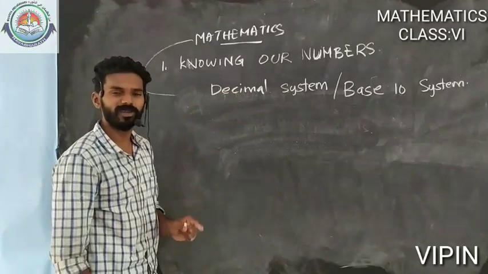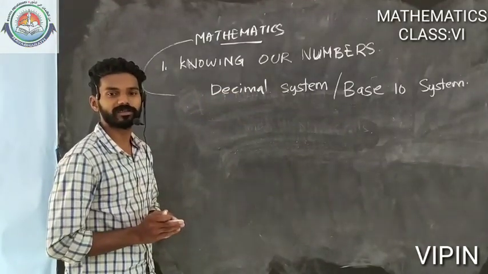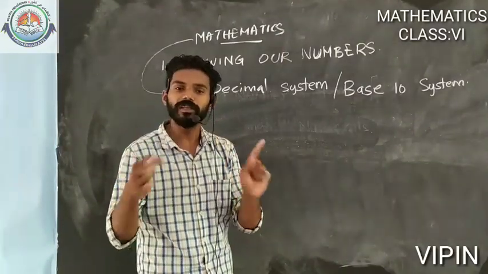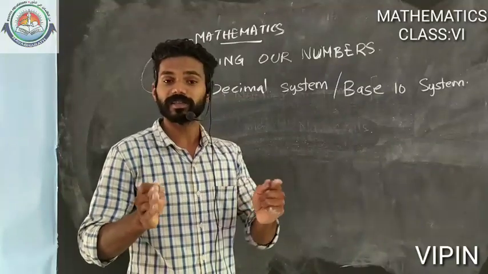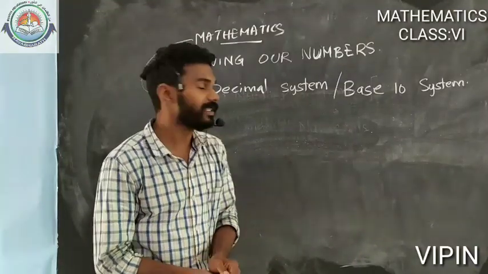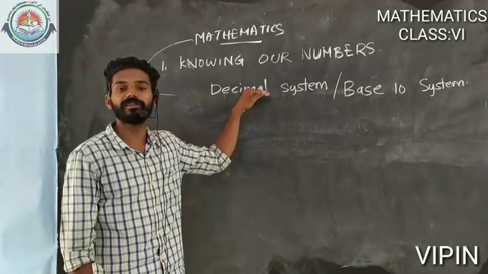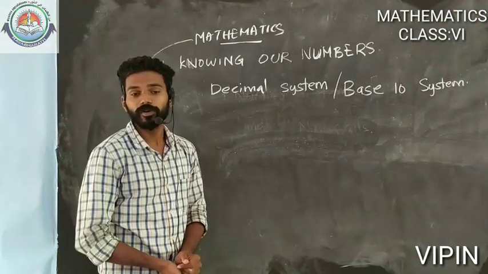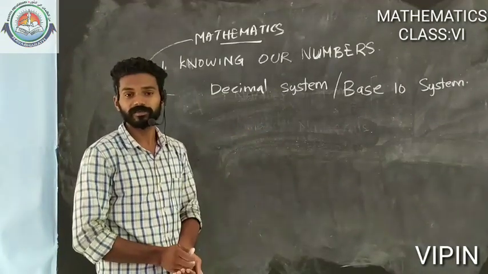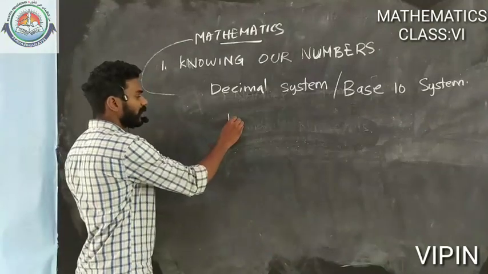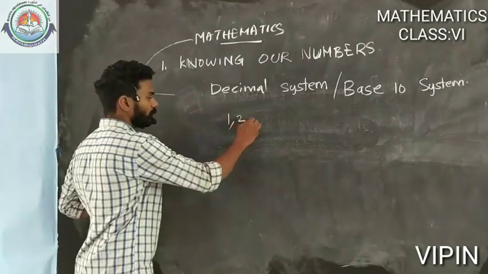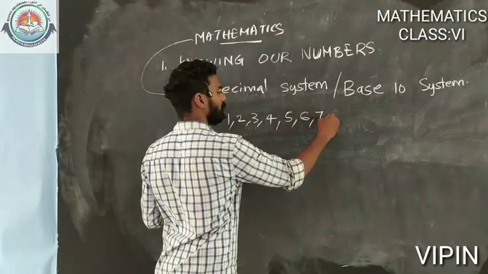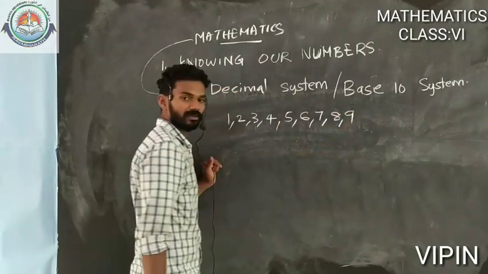So in decimal system, we have only 10 symbols. But using those 10 symbols, we can construct any kind of numbers. That is the regularity or speciality of decimal systems. So, do you have an idea about which are those 10 symbols? Yes, those 10 symbols are 1, 2, 3, 4, 5, 6, 7, 8, 9.